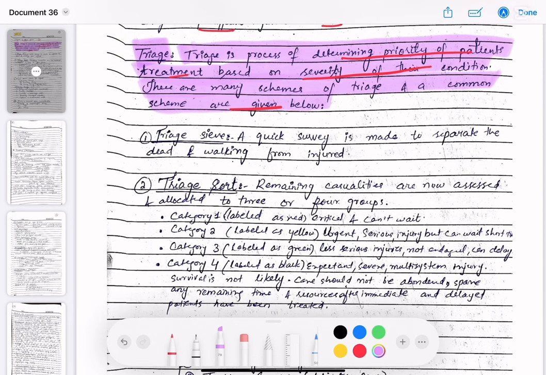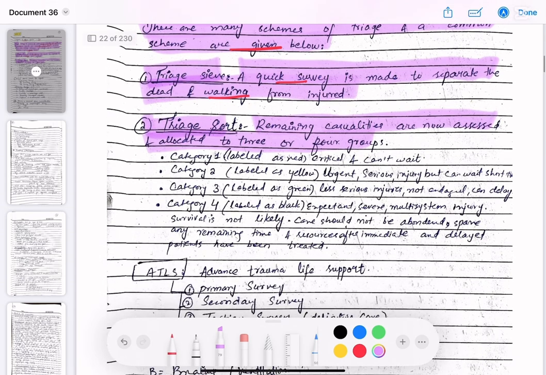So the triage sieve and the triage sort. The triage sieve is a quick survey made to separate the dead and walking from injured, and triage sort is where the remaining casualties are now assessed and allocated to 3 or 4 groups.